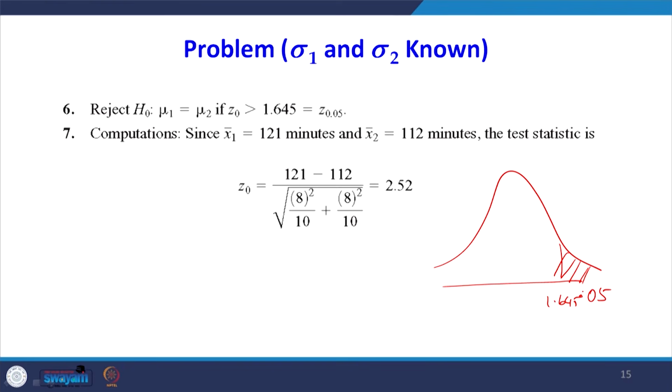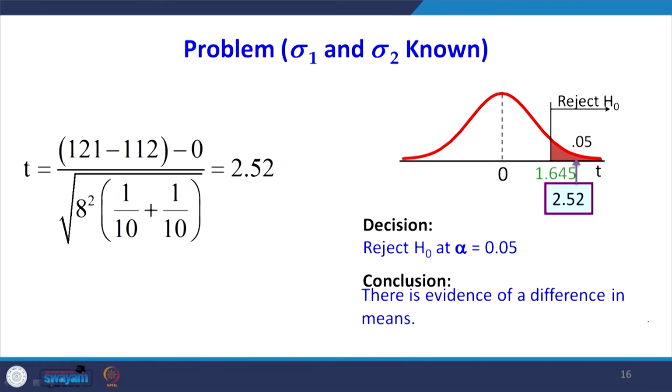Next, we will compute our calculated z, otherwise the test statistic. After supplying x1 and x2, we are getting 2.52. So, 2.52 will be in the rejection side. So, we have to reject the null hypothesis. You see that 2.52 is lying on the rejection side. The decision is we have to reject the null hypothesis by comparing the critical value.